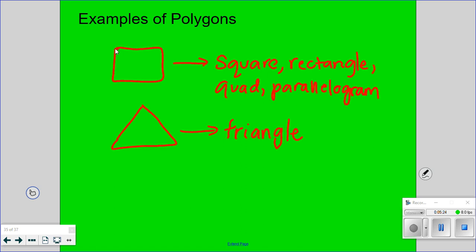You were thinking I was saying, is it parallel? That's not what I meant. All right, what about this? Is that going to be a polygon? Yes. Anything could be a polygon. What is the name of this shape? Trapezoid.